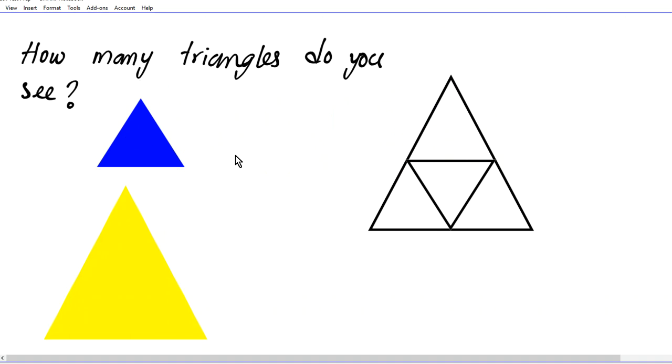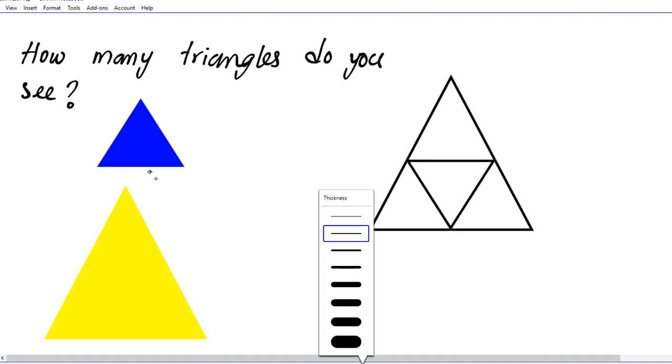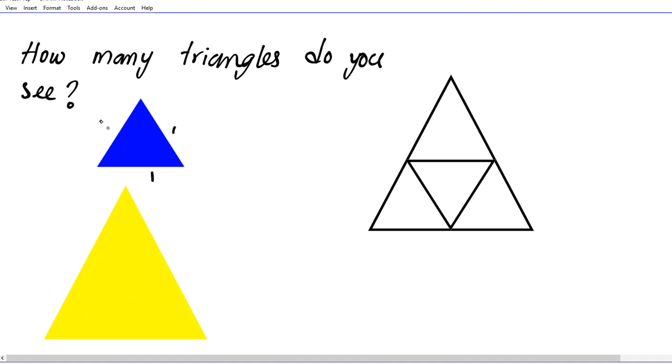Alright, so I'm going to call this my 1 by 1 because it's the unit triangle, and I will specify how many we have there. So for my 1 by 1 triangle, we have a total of 4.